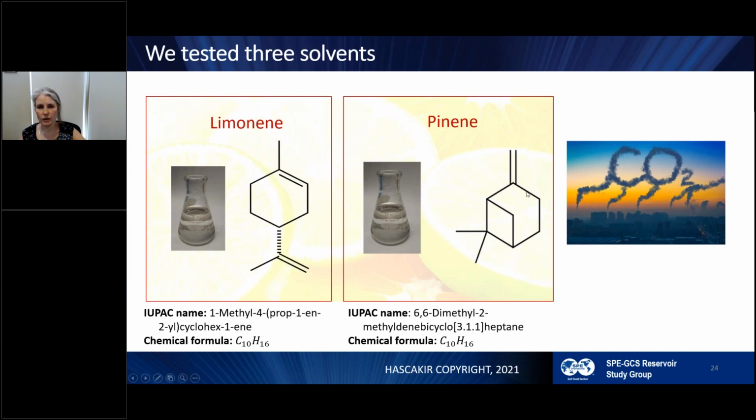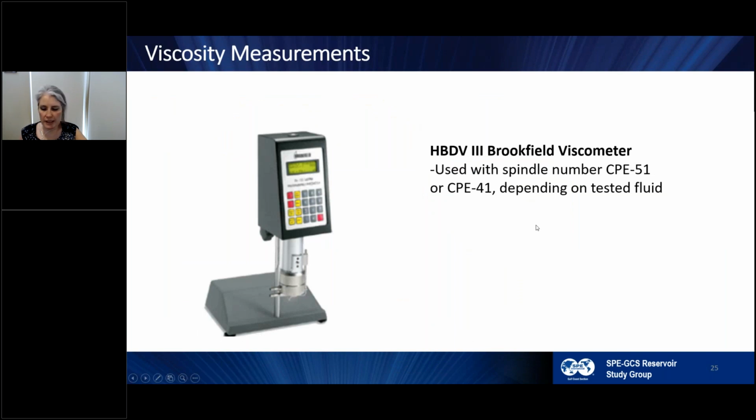Because these were new chemicals for us and mostly for the oil industry, first we just blended them and measured their viscosity by using a rheometer. This is a rheometer, which is measuring the dynamic viscosity. It is not measuring the kinematic viscosity, but we can convert dynamic viscosity to kinematic viscosity easily.